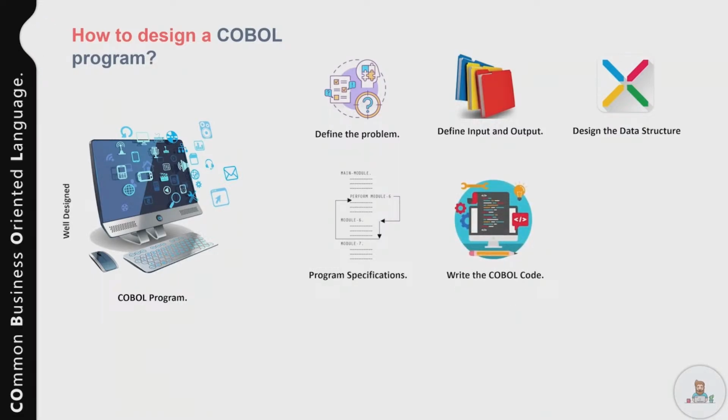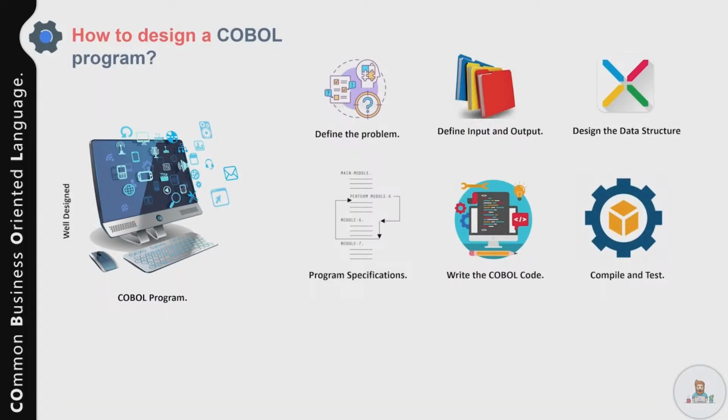Now it's time for us to write the COBOL program because we have a clear understanding of the program requirements. The entire COBOL program is divided into four divisions. First one is identification division, then we have environment division, then we have data division, and after that we have procedure division. The next important step is compiling and testing the program.